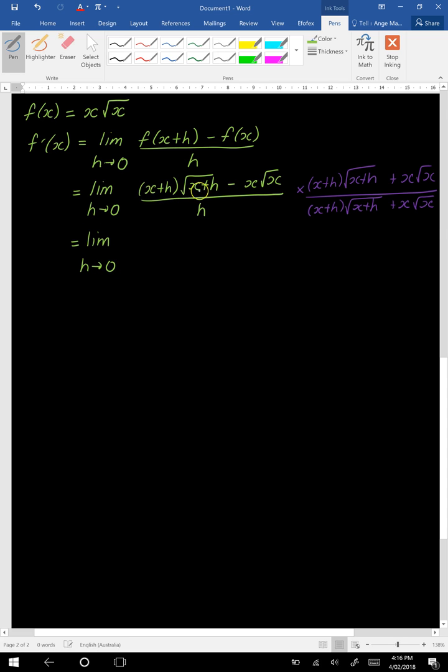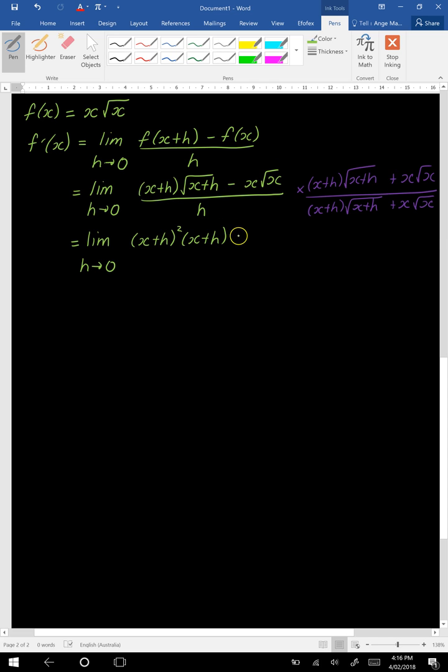Okay, now when we've got this times this, remember it's all one section. That times that times that times that. We can times in any order, so it's x plus h times x plus h, which I hope you will agree with me is x plus h squared. And then I've got root x plus h times root x plus h, which is just x plus h.